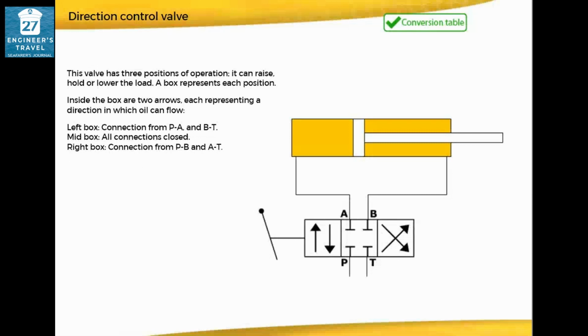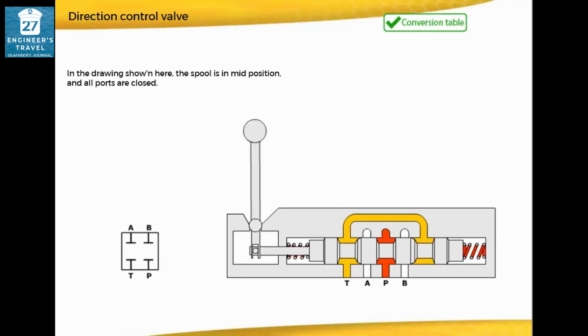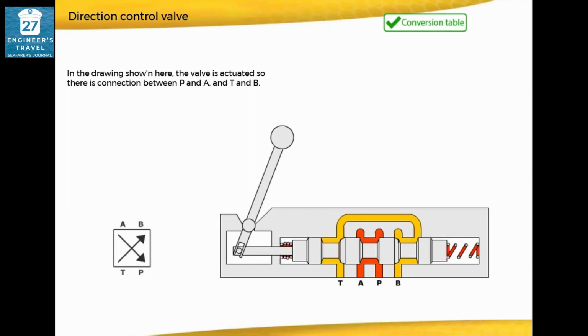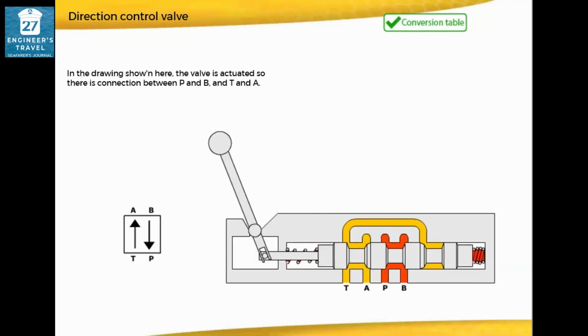In the drawing shown here, the spool is in mid position and all ports are closed. In the drawing shown here, the valve is actuated so there is connection between P and A and T and B. In the drawing shown here, the valve is actuated so there is connection between P and B and T and A.